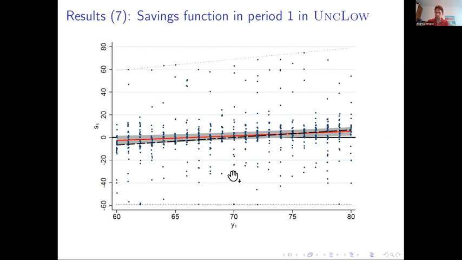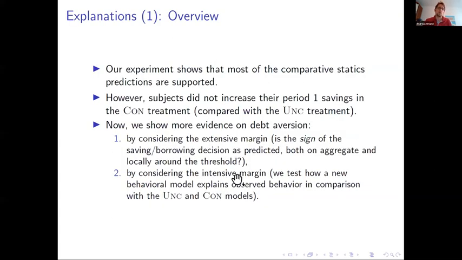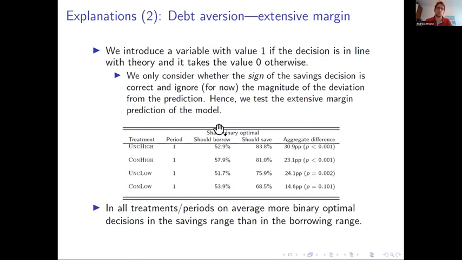So we've already seen that for high incomes, or for high uncertainty, we can see something like debt aversion in the savings functions. Now I will look closer into that. So maybe you're already convinced that this is good, that we have debt aversion, but now we look at the extensive margin and the intensive margin. First, we introduce a binary variable that takes value 1 if the decision is in line with theory and 0 otherwise. So we ignore the magnitude and test the extensive margin prediction of the model.